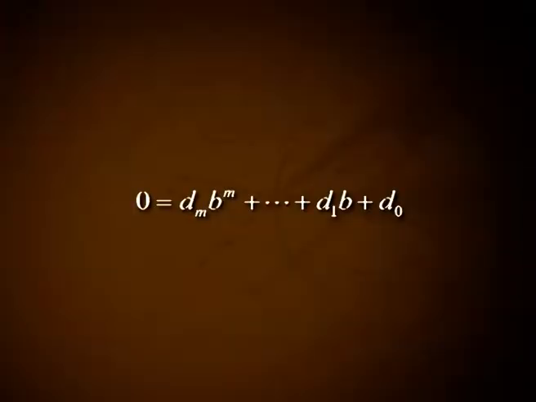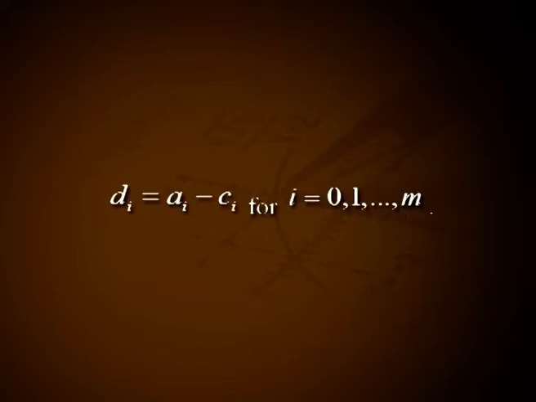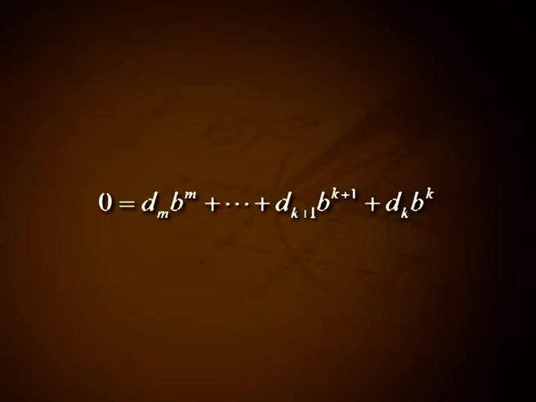Subtracting the second representation from the first gives the equation 0 = d_m b^m + etc. + d_1 b + d_0, where d_i = a_i minus c_i for i = 0, 1, etc., m. Because the two representations for n are assumed to be different, we must have d_i not equal to 0 for some value of i. Take k to be the smallest subscript for which d_k is not equal to 0. Then 0 = d_m b^m + etc. + d_{k+1} b^{k+1} + d_k b^k.